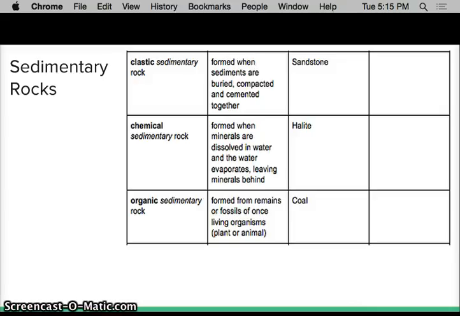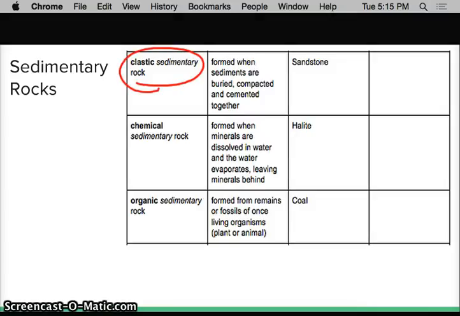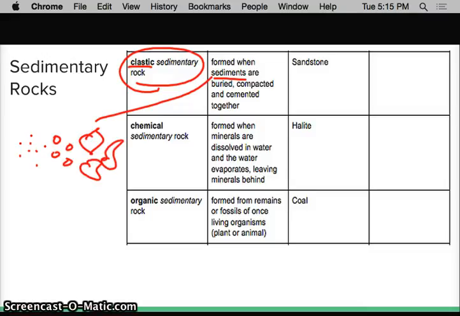All right, our second kind of rocks that we're going to talk about today are our sedimentary rocks. These are rocks that are formed in a couple of different ways. The first kind that I want to talk to you about are this top category up here. It's our clastic sedimentary rocks. This word, it sounds like plastic, but it's not. It's clastic. And these are sedimentary rocks that are formed when you have sediments. So we're talking little sand grains, we're talking rocks, we're talking even bigger rocks, that are buried underground. They're compacted and then cemented together over time.